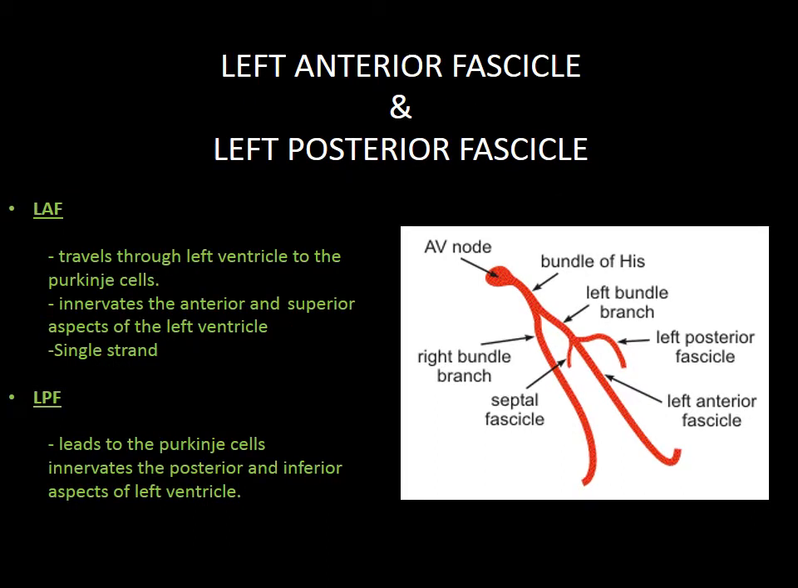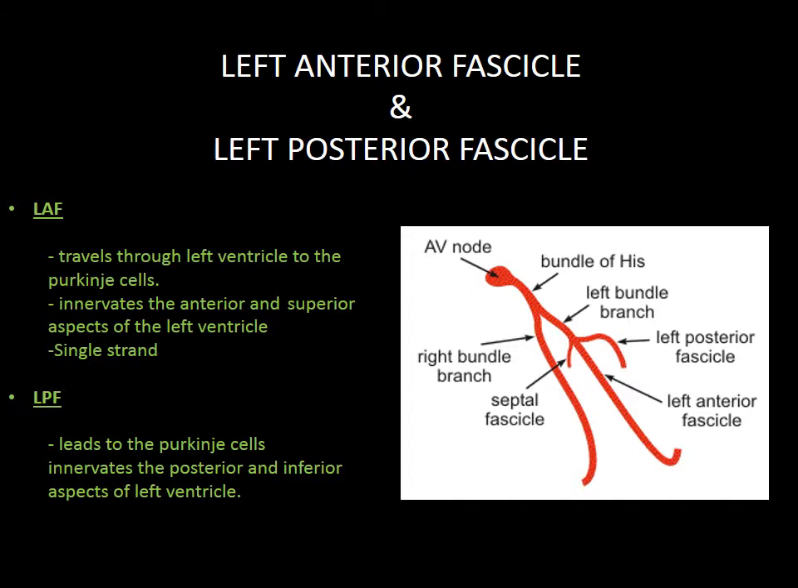Now I'm going to use this picture again that we used in previous slides, and we're going to talk about the left anterior fascicle and the left posterior fascicle. In the previous slides, when we were drawing the heart, we actually drew the left and right bundle branches as they went all the way through the left and right ventricles to the Purkinje fibers. Now, I left out the left posterior fascicle and the left anterior fascicle because I just wanted to simplify the pathway of cardiac conduction. So right now, let's talk about the left anterior fascicle.